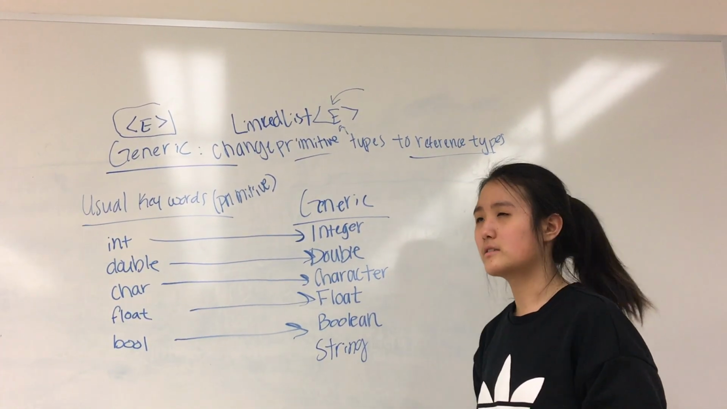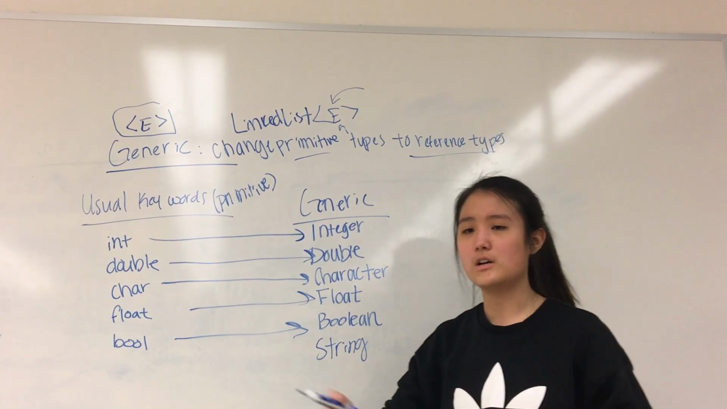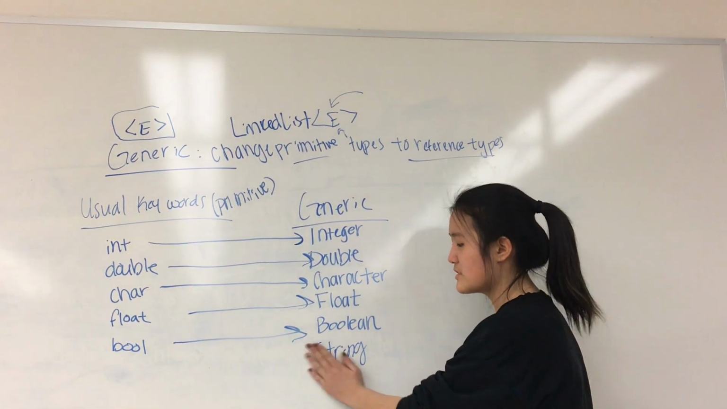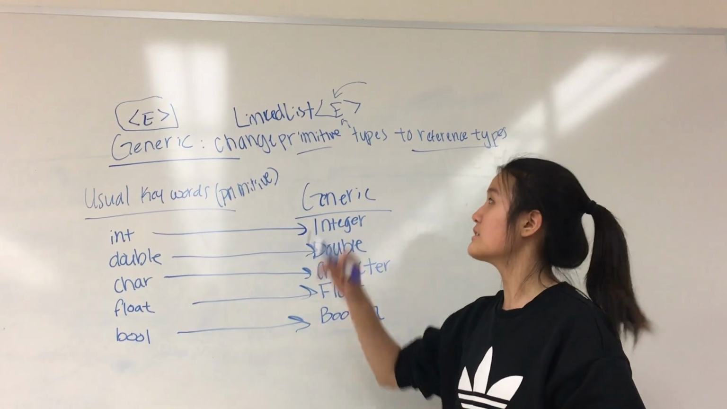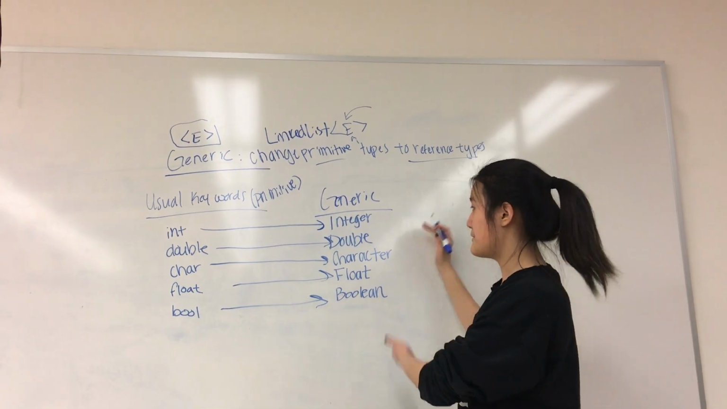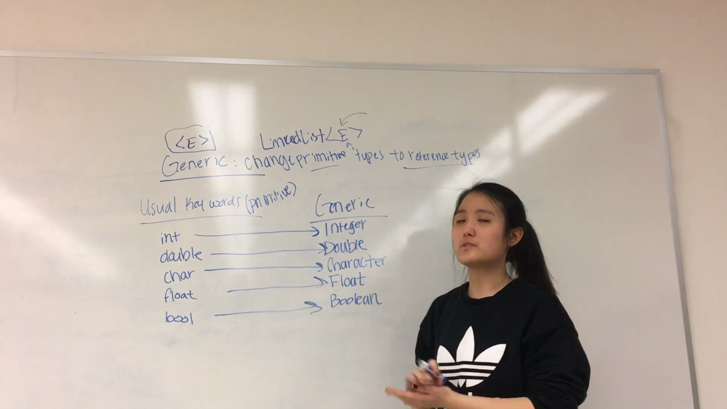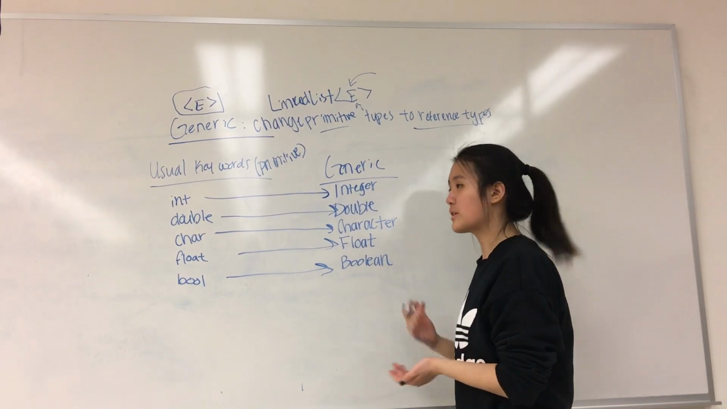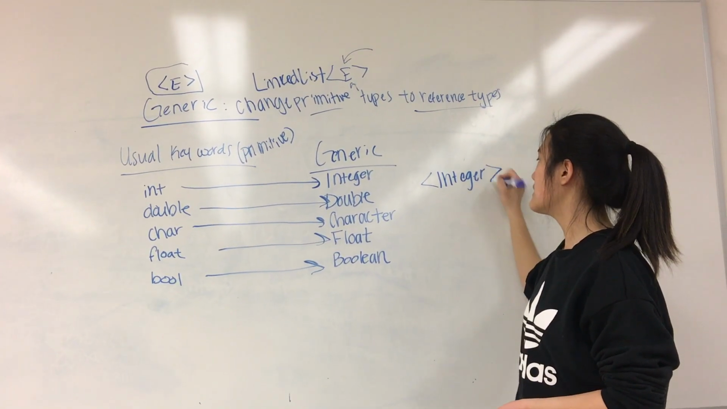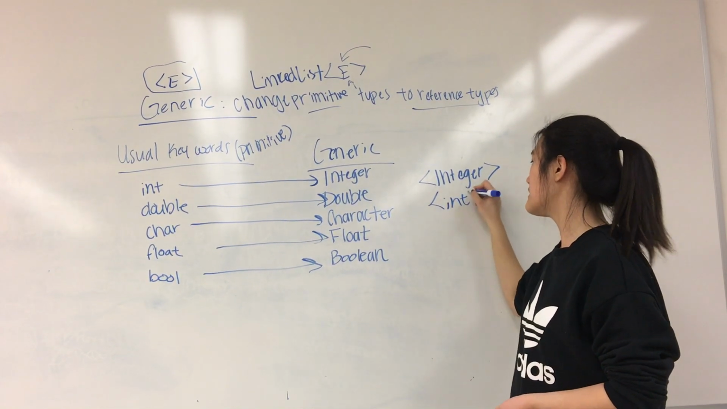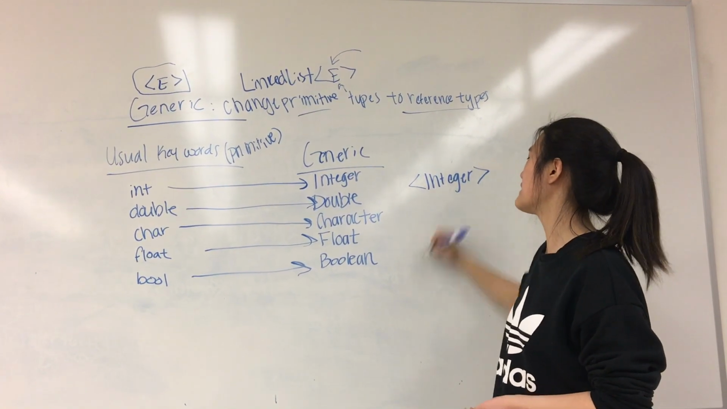String is technically not a generic type because it's already a reference type, so you don't have to change String to a reference type because it already is. I'm not going to put it on the list, but you can create a linked list of strings. This is how you would use it, and that's why in previous examples, when I was declaring or initializing a linked list, you saw me write angle bracket Integer instead of angle bracket int. This will throw an error when you're compiling anything.